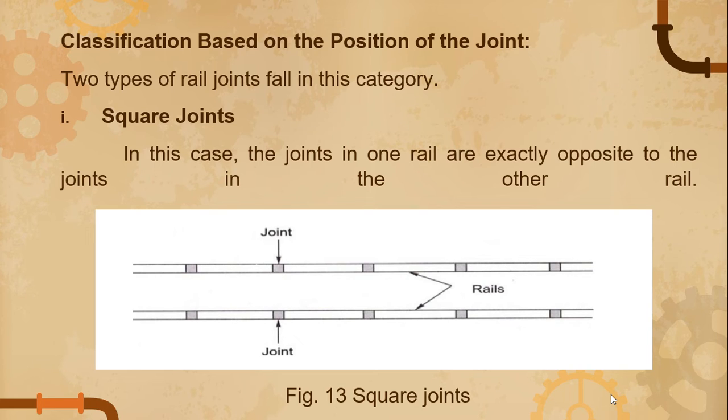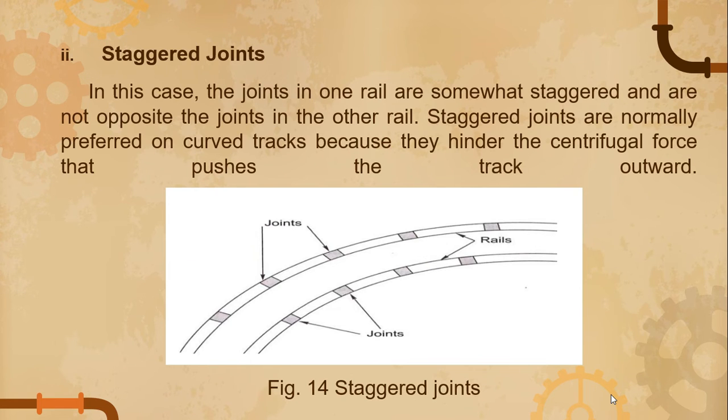So kung mapapansin natin yung figure, yung square joints, ayan, dalawa silang opposite joints that are exactly opposite with each other. So magkapantay sila, nasa magkabilang side sila at the exact position. So, yun yung square joints. The second type is the staggered joints. In this case, the joints in one rail are somewhat staggered and are not opposite the joints in the other rail. Staggered joints are normally preferred on curved tracks because they hinder the centrifugal force that pushes the track outward.